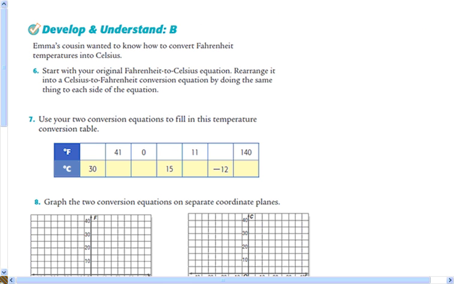The next thing we're going to do is, it says Emma's cousin wanted to know how to convert Fahrenheit temperatures into Celsius. I'm going to leave this for class, but it says start with the original, and you can try this right now at home if you want. Just pause here. We have this equation, so write this down, this is where we'll start. If you don't understand this, then I'll cover it in class tomorrow. It says rearrange it into a Fahrenheit to Celsius conversion by doing the same thing. What we're going to do is solve it for C, basically. And I'll do that with you in class.